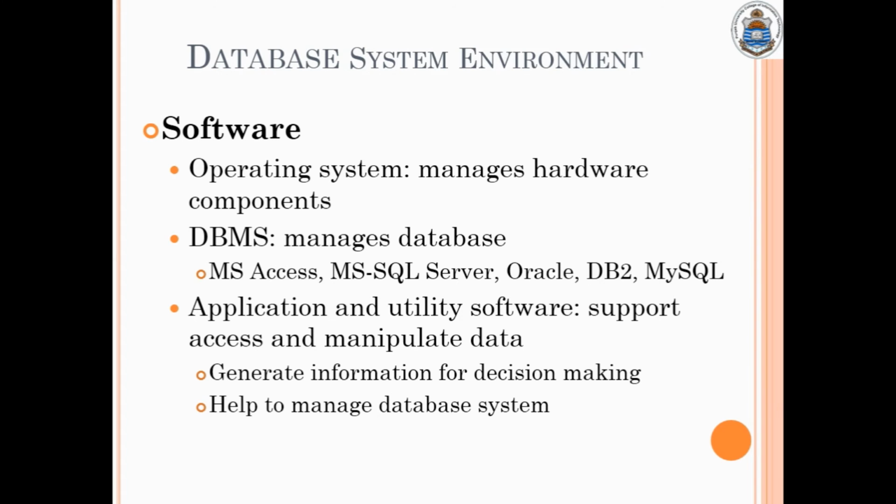The second object, software, consists of an operating system like Windows or iOS or Linux. It consists of a DBMS, which we talked about earlier, and the application and utility software, which is the part that the user sees, where the user gets to see and manipulate the data in the database.